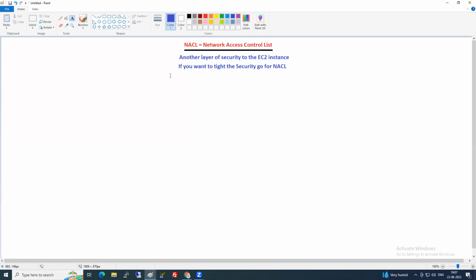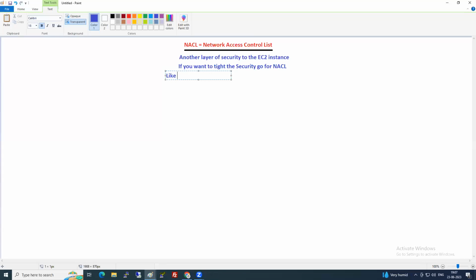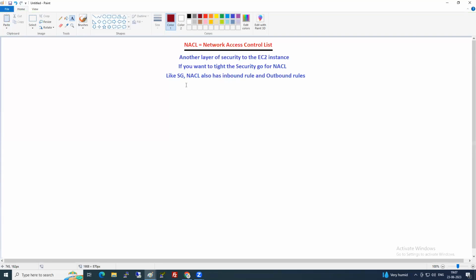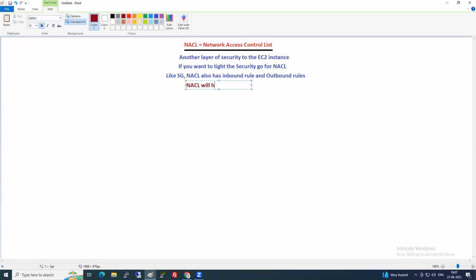Okay. Like security groups, you also have inbound rules and outbound rules for NACLs. What is that? Like in security group, for NACL also you have inbound rules and outbound rules. So let's see the differences. Which one will hit first? NACL will hit first and then security group.